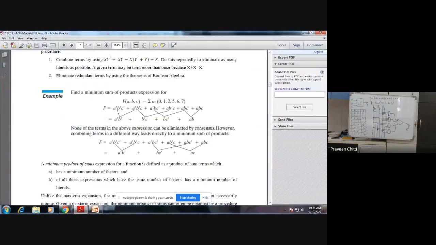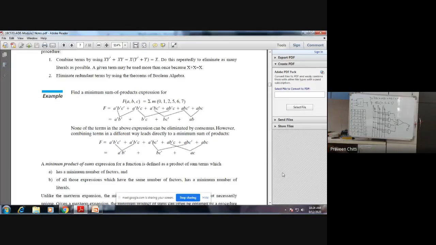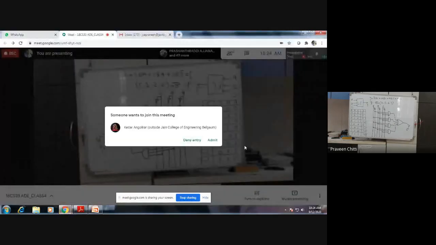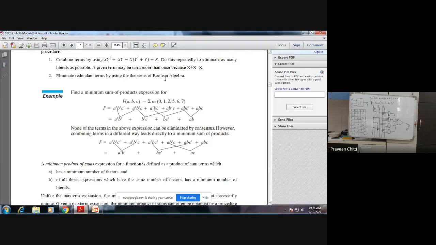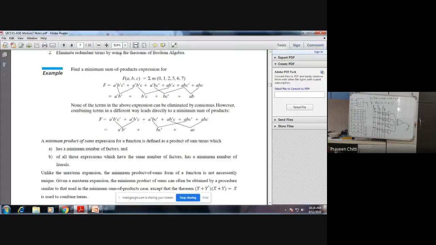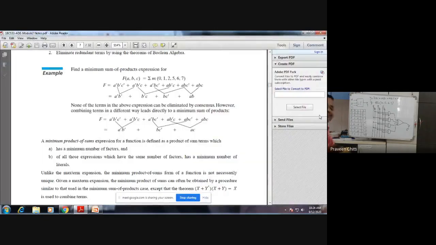So here you can see one example. I hope the screen is visible again. Is the screen visible? What is there on the screen? You can see one example on the screen. What is that example? Check it on the screen, not on the board. Can you read that?